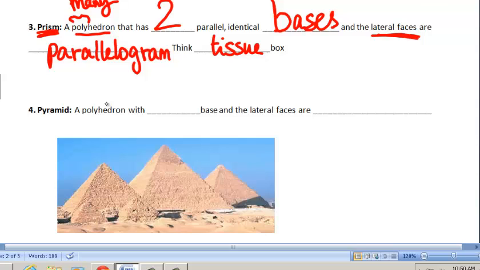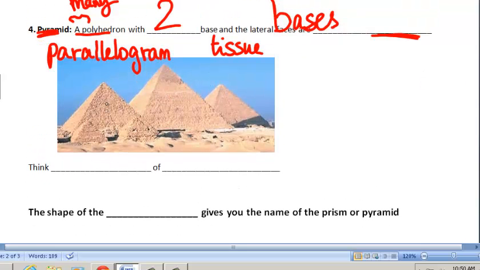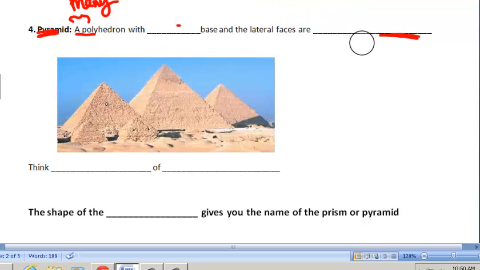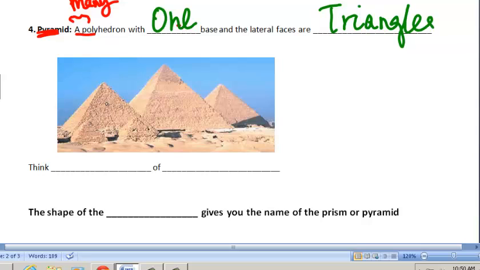Now a pyramid is a polyhedron. Again, that means it also has many faces. A pyramid though is a polyhedron with one base, and the lateral faces are triangles. So think of the Great Pyramids of Egypt. Think about those.